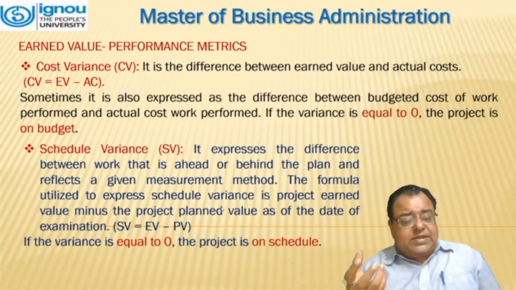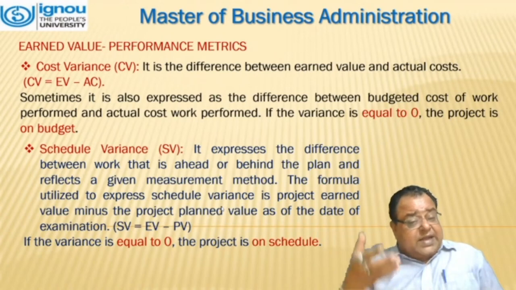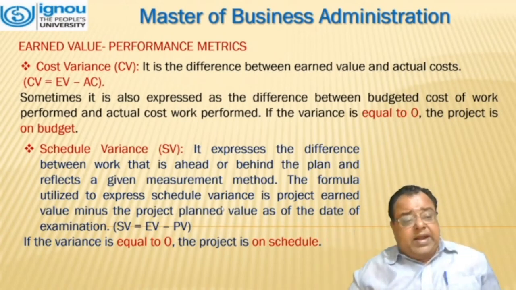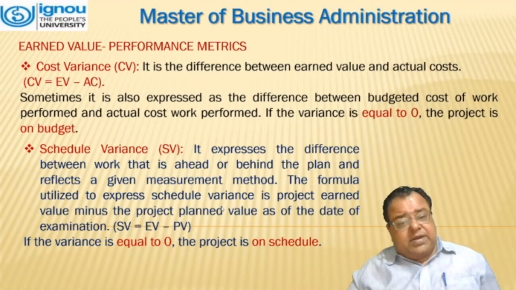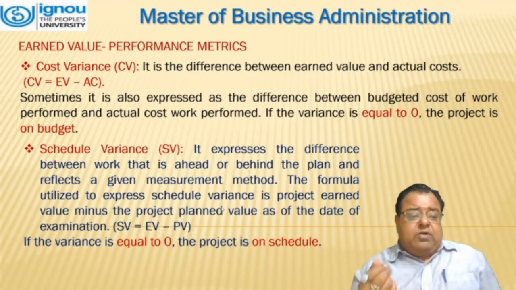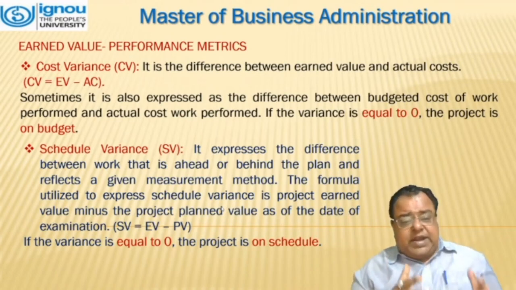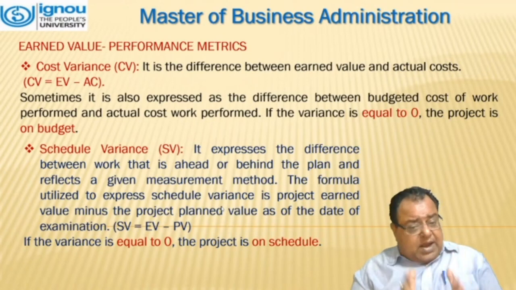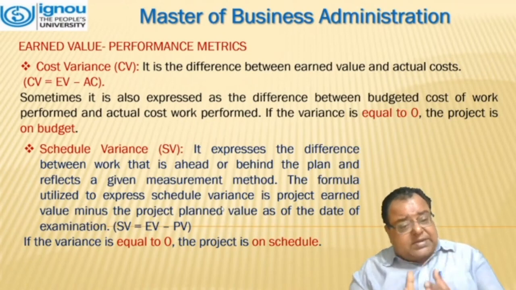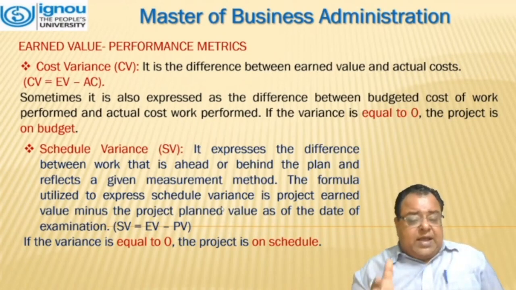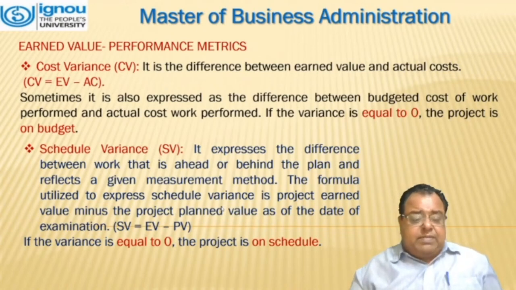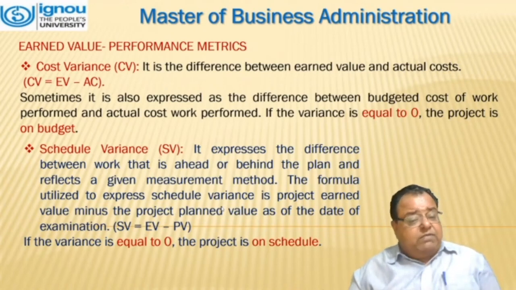Similarly, schedule variance expresses the difference between the work that is ahead or behind the plan and reflects a given measurement method. The formula used to express schedule variance is the project earned value minus the project planned value as on date of the estimation. That means SV is equal to EV minus PV. If the variance is zero, the project is on schedule.